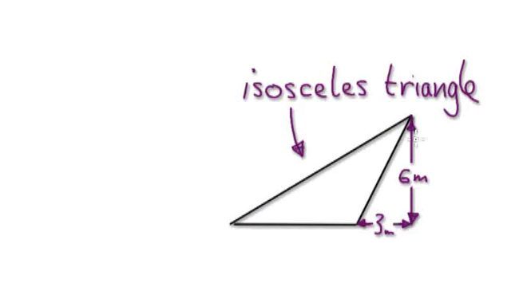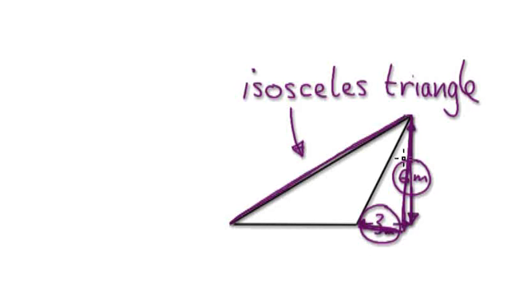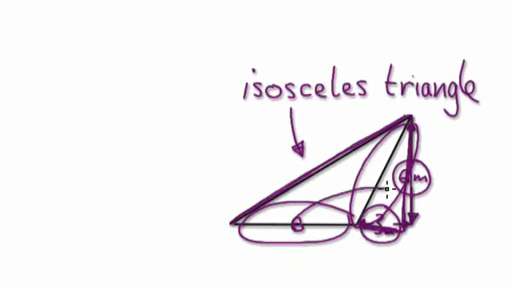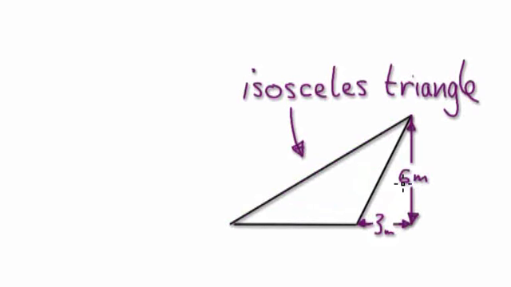Okay. So the vertical height here is 6 meters, and across here is 3 meters. Somehow find out this length here and this length here and this length here. These two will be the same. But you've got to somehow use your imagination. Try and split it up, do whatever you have to do, to find out this length and this length. Don't worry about this. So press pause and have a go.